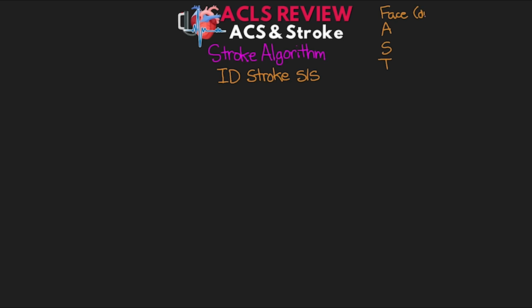F is for face, and this is going to be facial droop, weakness, or numbness. A is for arm, and again, we're talking weakness or numbness. S is for speech, and this is going to be sudden confusion, slurred or difficult speech, or if they're having difficulty understanding. And then the T is our time to act. So if your facility has a stroke alert, now is the time to call it.